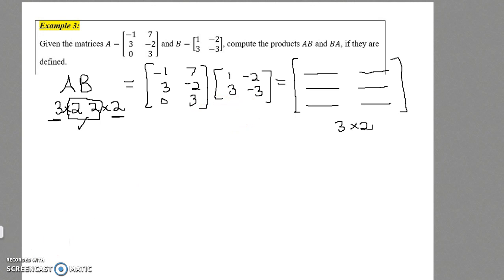Now finding the individual entries. When we multiply, we go across the row of the first matrix and down the column of the second matrix. So to get this entry here in row 1, column 1, we should go across row 1 in the first matrix and down column 1 in the second matrix. So multiplying that out, we would have negative 1 times 1 here, plus 7 times 3, going across and down.